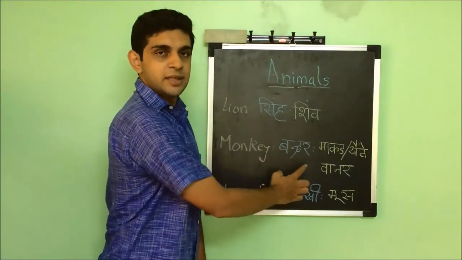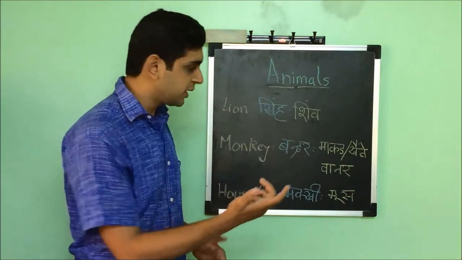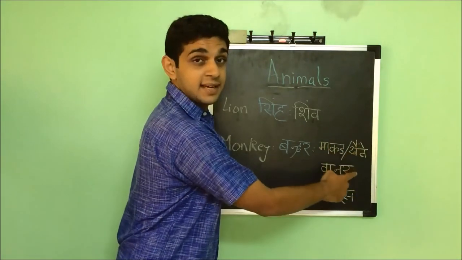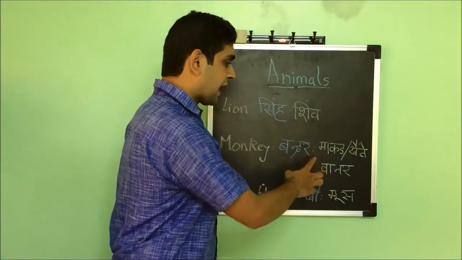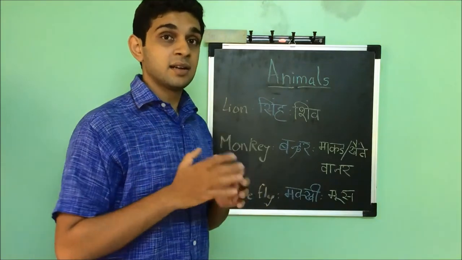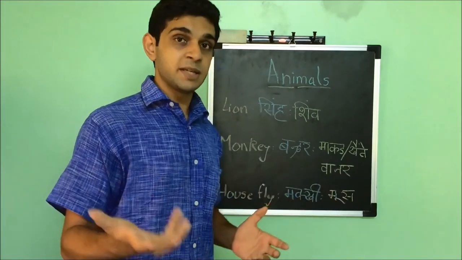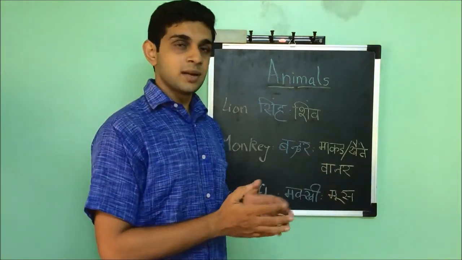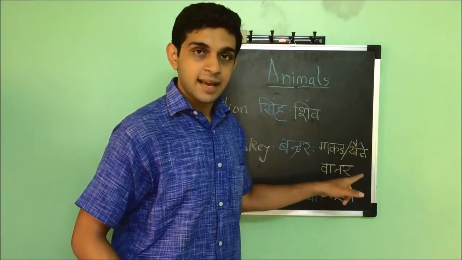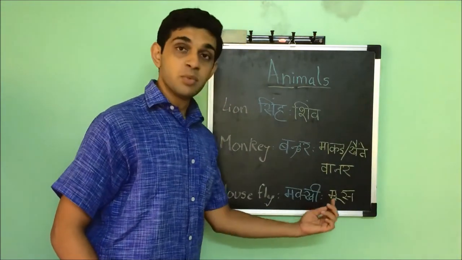Monkey, bandar, right? So again, the normal monkey, the regular species which we talk about, is known as makad. Makad is the male monkey and khaitan is the female monkey, okay? And again, the bigger one, the vanar sena which is mentioned in Ramayana, that is vanar. So that is a different species, the bigger ones. The regular one is known as makad, that stands for male, and female is khaitan. Khaitan, okay?